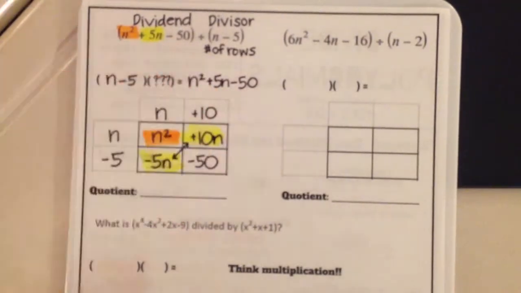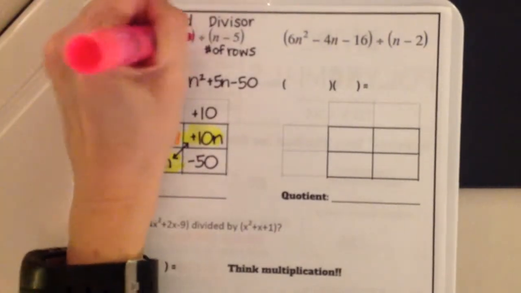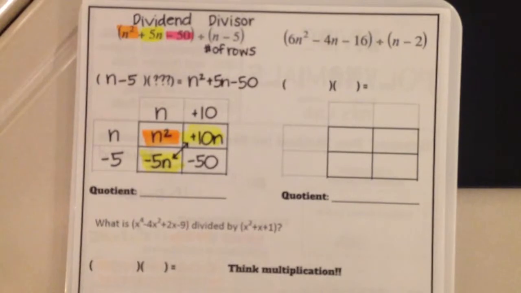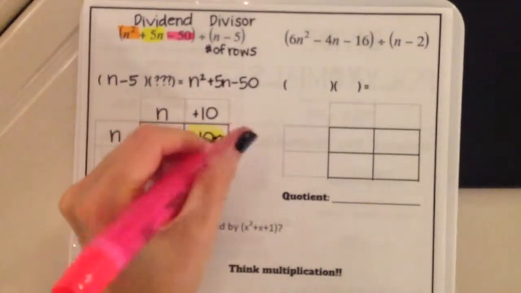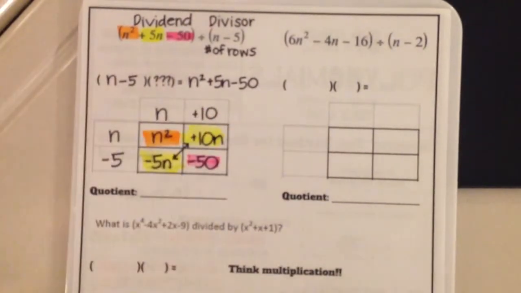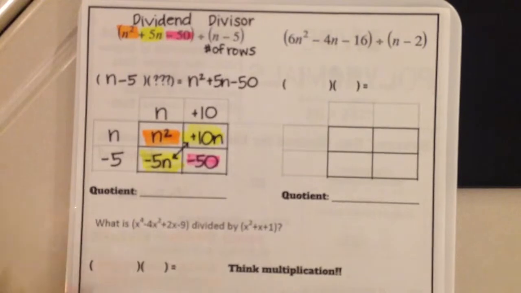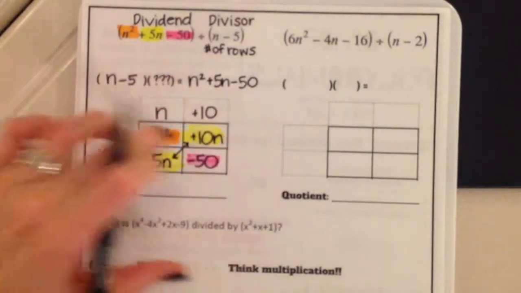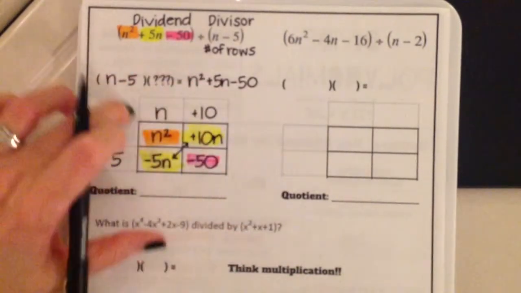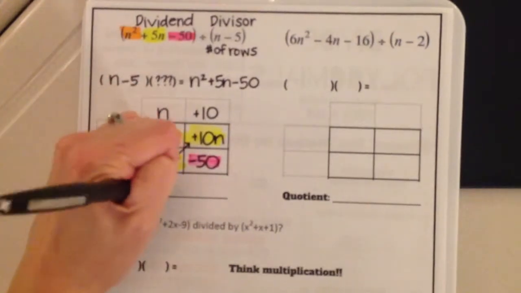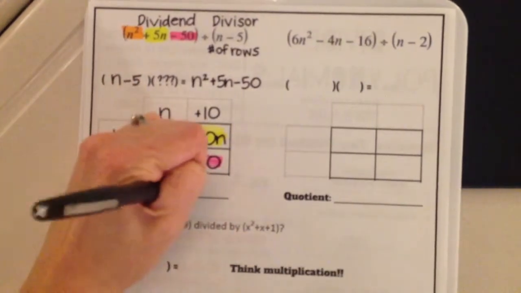Okay, I now have another column complete, so what I'm going to do is check. I should have a constant of negative 50. And if I look in my box, I see that is an exact match, which is telling me that I do not need to add a column, so I am not going to have a remainder. So it's looking for the quotient. My quotient is coming from my column terms. So my quotient is n plus 10.